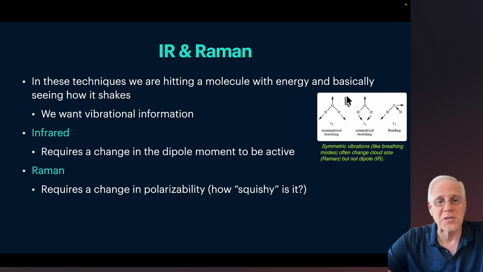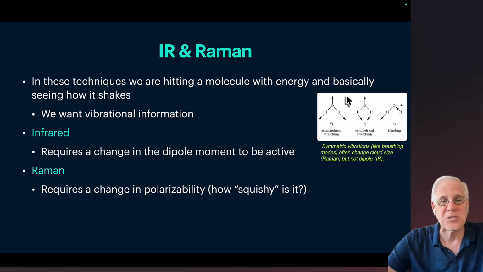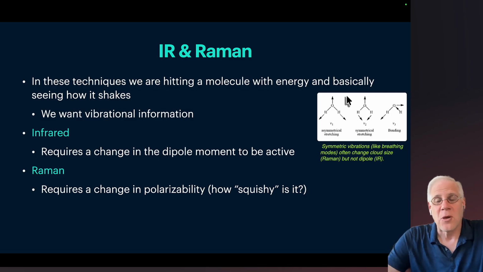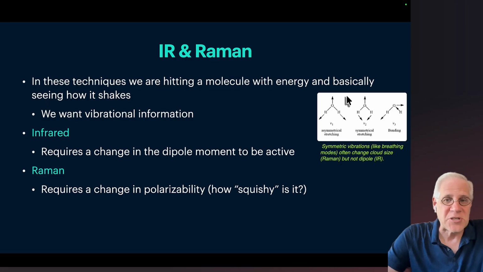For Raman spectroscopy, it requires a change in the polarizability. In other words, how squishy is the electron cloud? Do we make it really dense? If we make it really dense, that tends to be very low polarizability. And if we make it really diffuse, then that tends to make it more polarizable. So what that particular stretch or bend does to the polarizability tells us whether or not it's going to show up in a Raman spectrum.